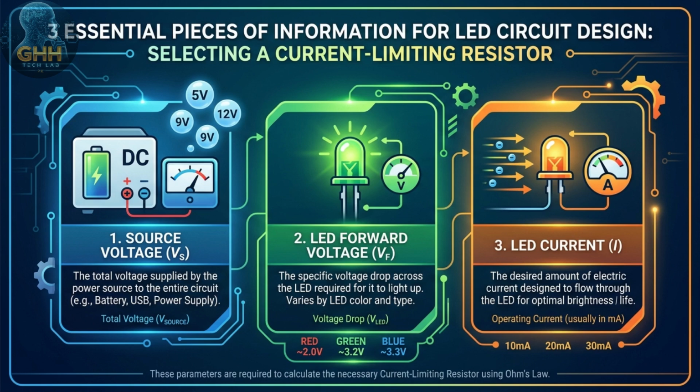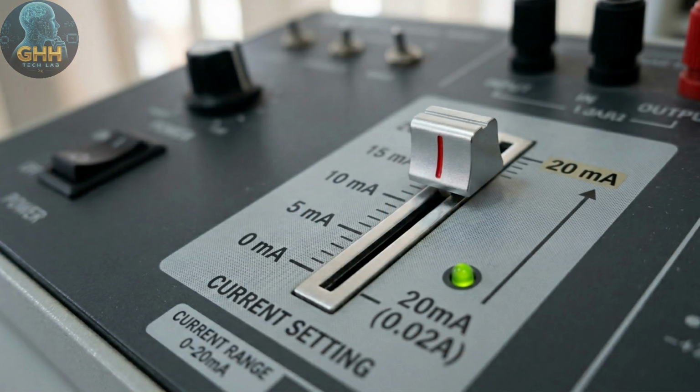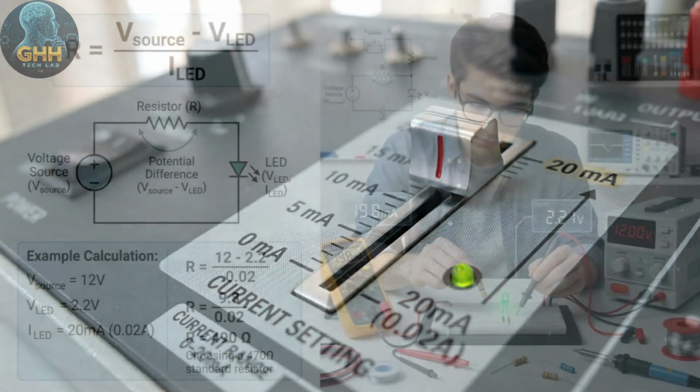To find your resistor value, you only need 3 numbers. First, your source voltage, like the 5 volts from an Arduino or 9 volts from a battery. Second, your LED's forward voltage. This is the energy the LED consumes just to light up. Red LEDs usually need around 2 volts, while blue, white, and green LEDs need about 3.2 volts. Third, the safe current for a standard indicator LED, which is almost always 20 milliamps. In our calculations, we write this as 0.02 amps.